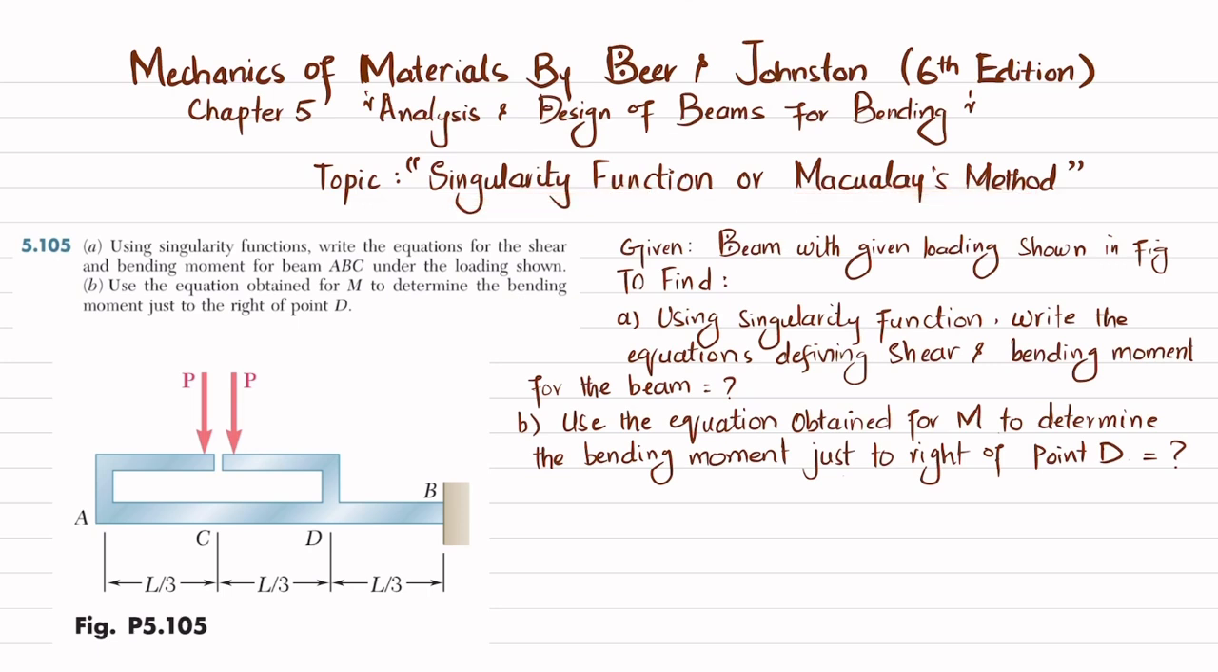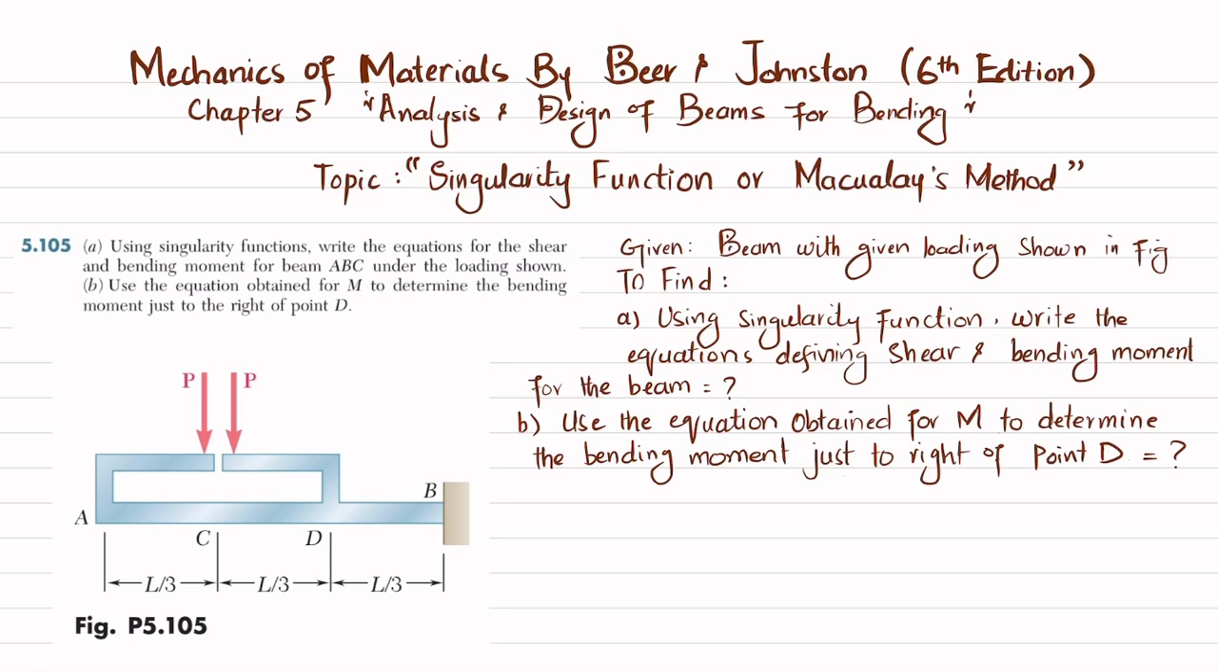So the statement is, in part A, we have been asked, using singularity functions, write the equations for shear and bending moment for the beam ABC under the loading shown. And in part B, use the equation obtained for M to determine the bending moment just to the right of point D. So you can see this is the beam having a point load P at point C. Clear? Now, due to this loading, you have to find the shear force and bending moment equations using singularity functions. So let's start with the solution.